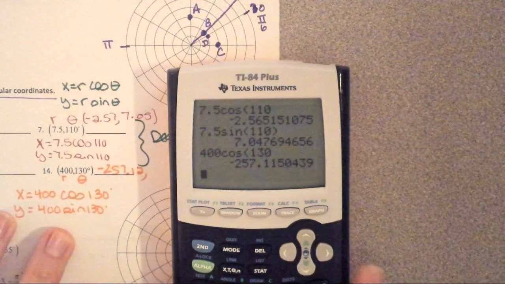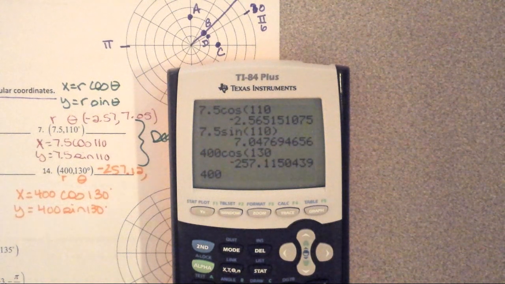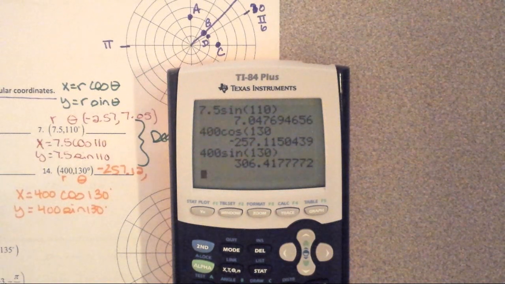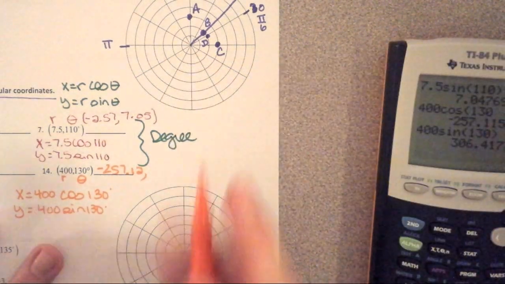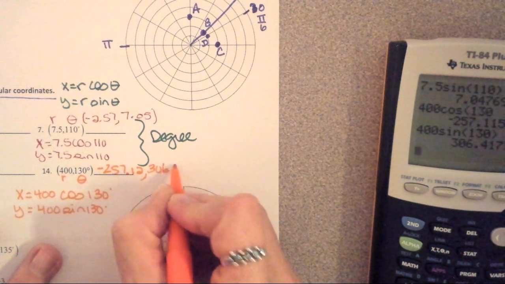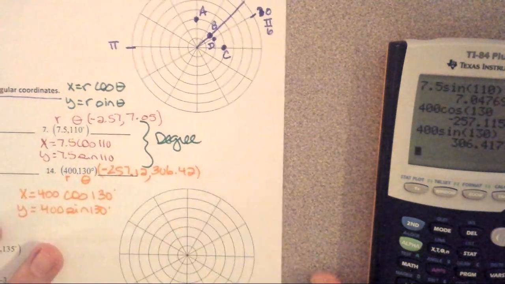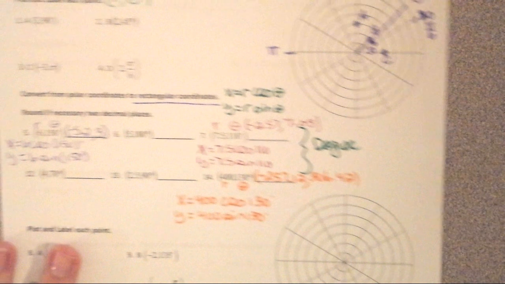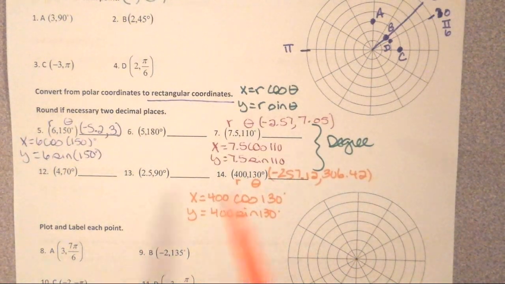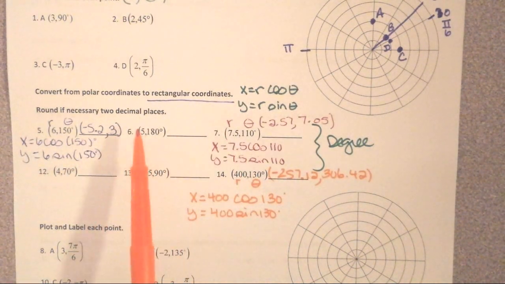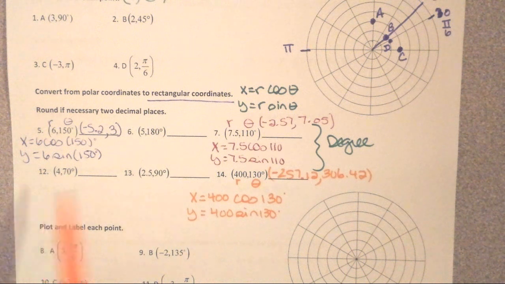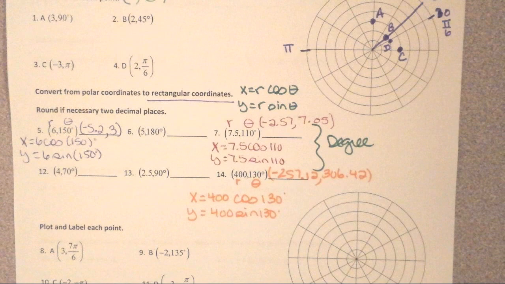Comma. Now I'm going to do my y value. 400 times sine of 130, and we get 306.42. Okay, and you're going to do that exact same thing for the remaining 3 problems. So pause the video, use your calculator, and go do 6, 12, and 13, and come back and check your answers.